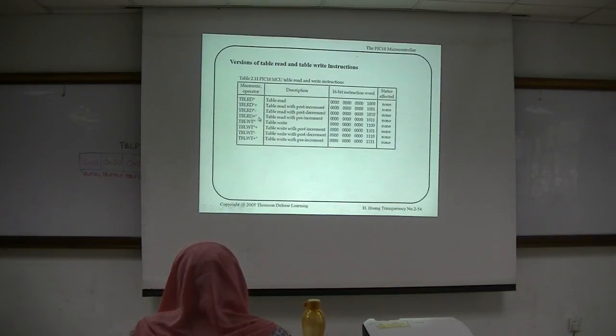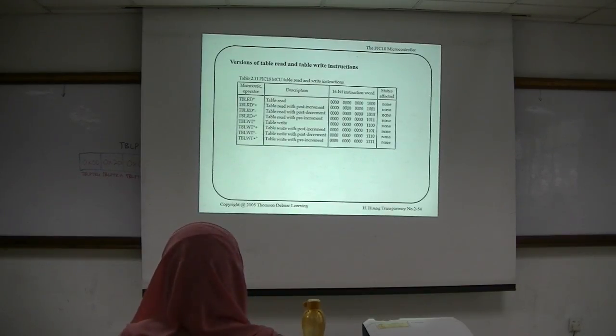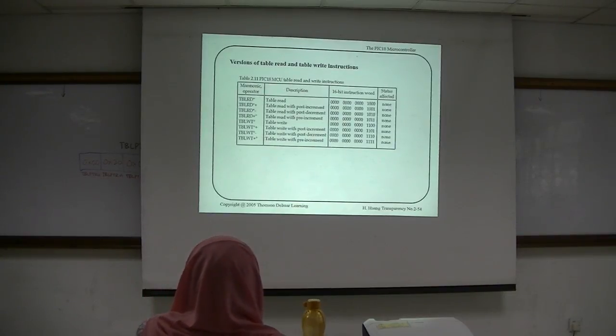You can see table read asterisk, table read asterisk plus, table read asterisk minus, table read plus asterisk. Now this is table read. Read means you're going to read the content of the location where the table pointer is pointing. Write means you're going to write to the location where the table pointer is pointing. So most of the time we do not use write because we will use DB and DW to actually write those values into program memory. So most of the time we're going to use the read. We want to actually read back the data from the program memory.